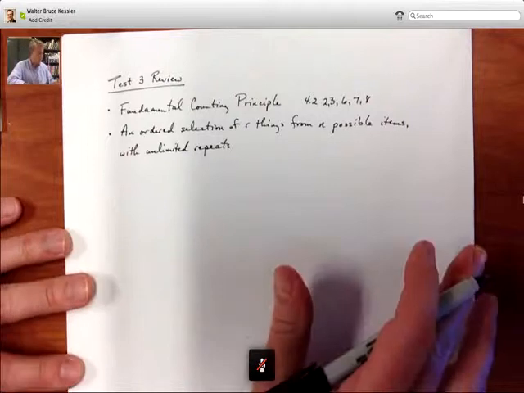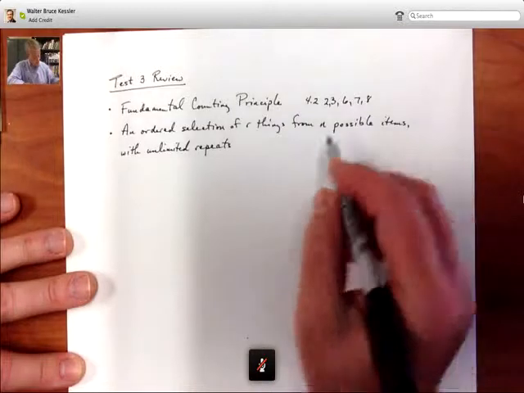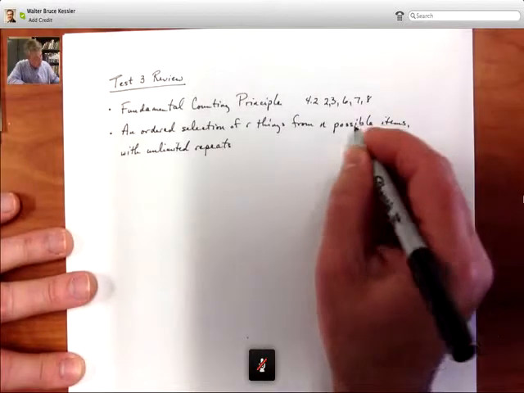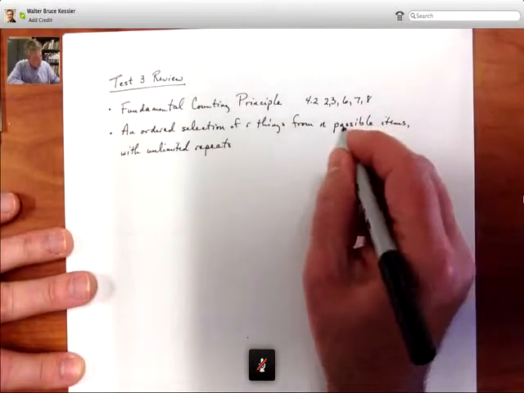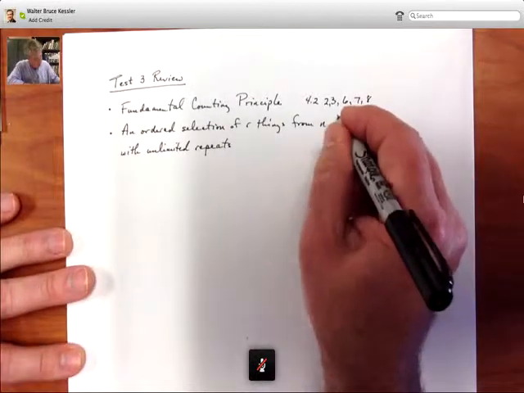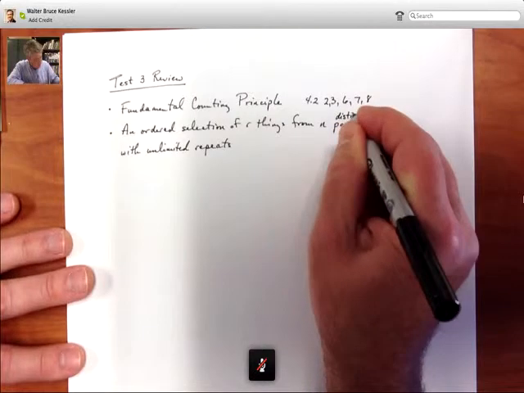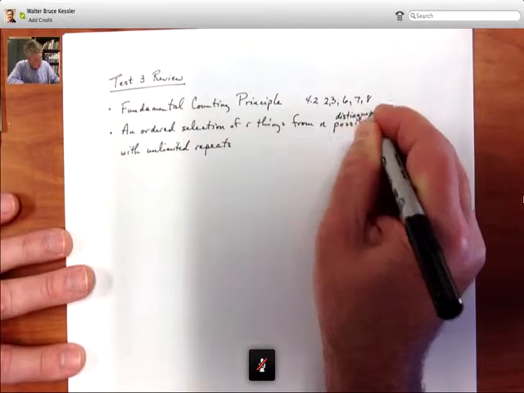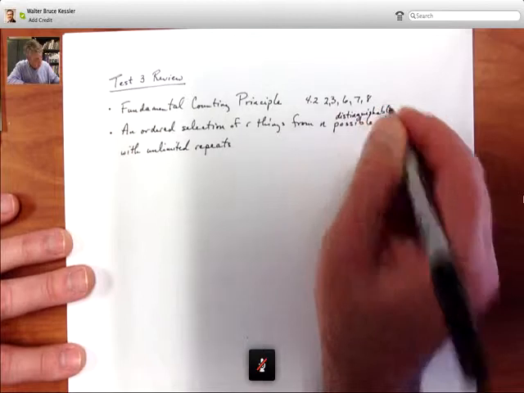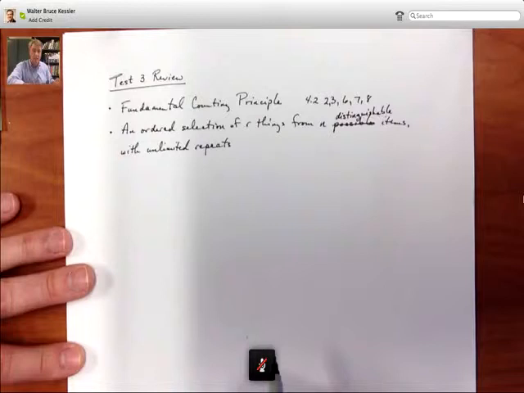And really what I should say here is, the fact that it's an ordered selection kind of says this, but "possible" goes without saying. The real word I should use here is distinguishable, things I can tell apart. So I think I'm going to go with that.